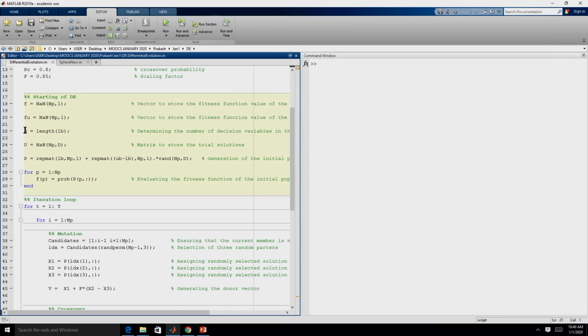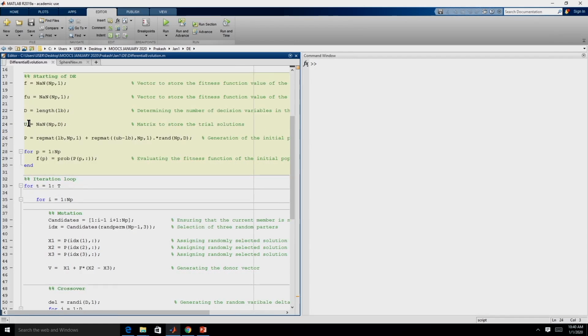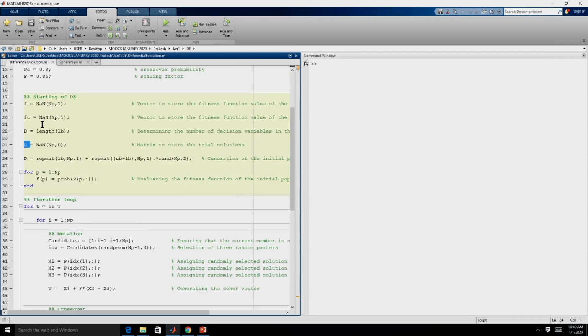So, then to determine the number of random numbers that would be required, we need to know the number of decision variables. We get the length of lower bound, so that will tell us the number of decision variables, and then we employ this variable u, which is supposed to contain the trial vectors. Depending upon the size of the problem, the number of columns would vary. The number of columns would be equal to the number of decision variables, which is given in this D, and we will get as many trial vectors as the number of target vectors, and the number of target vectors is given by NP.